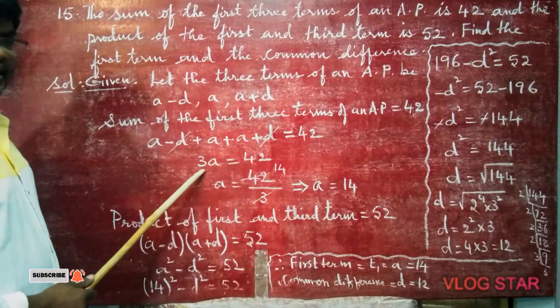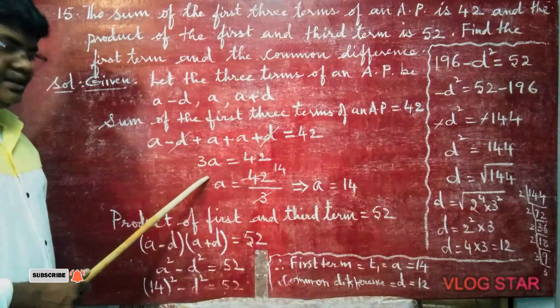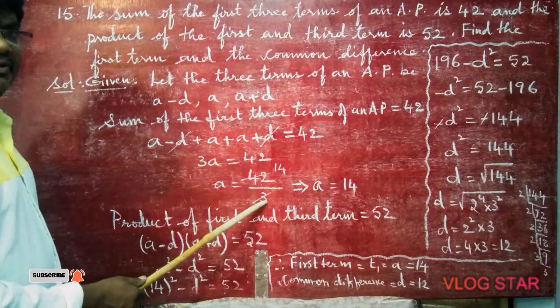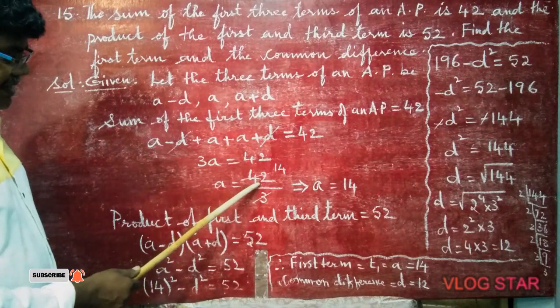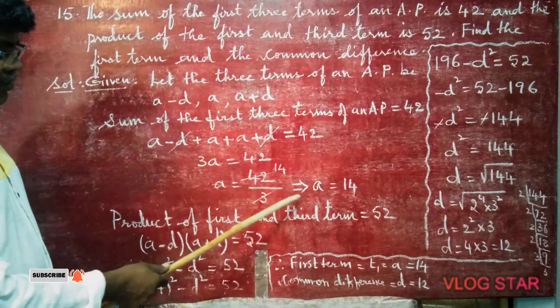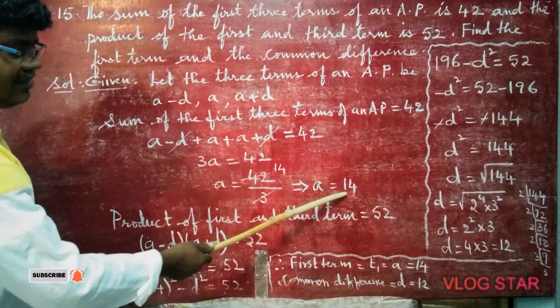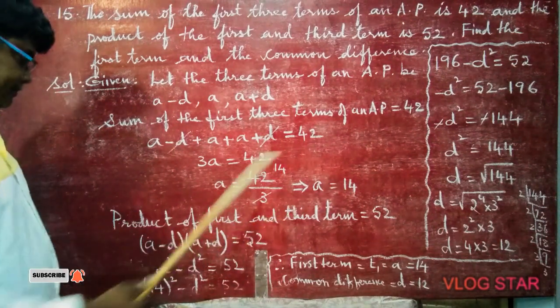What is the meaning of 3A? 3 into A. Multiplication goes from left to right as division. 3 goes in 42 14 times. 3 ones are 3, 1 remaining 12, 3 fours are 12. So what we got? Answer: A is equal to 14.